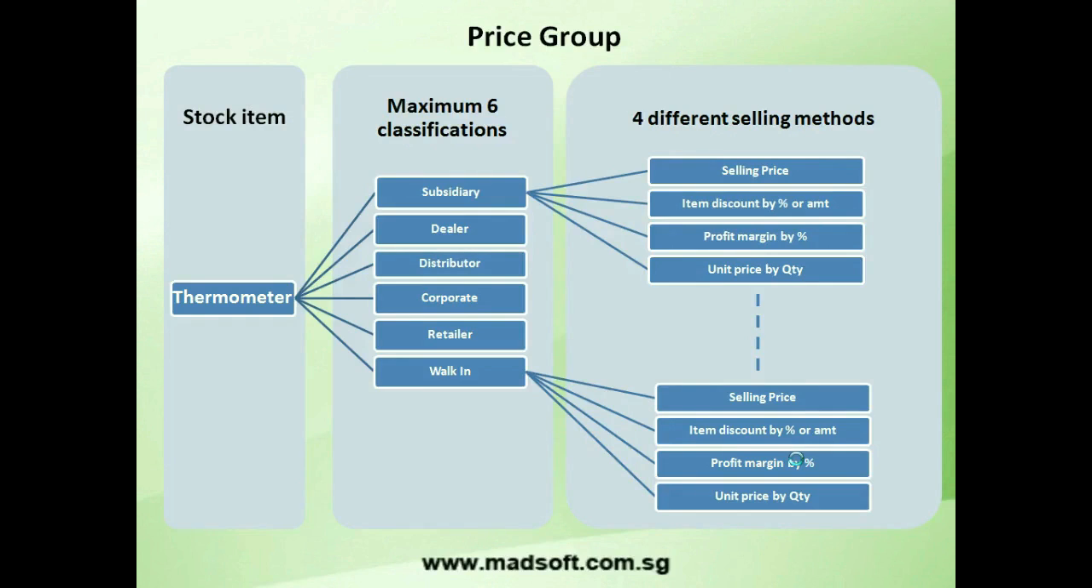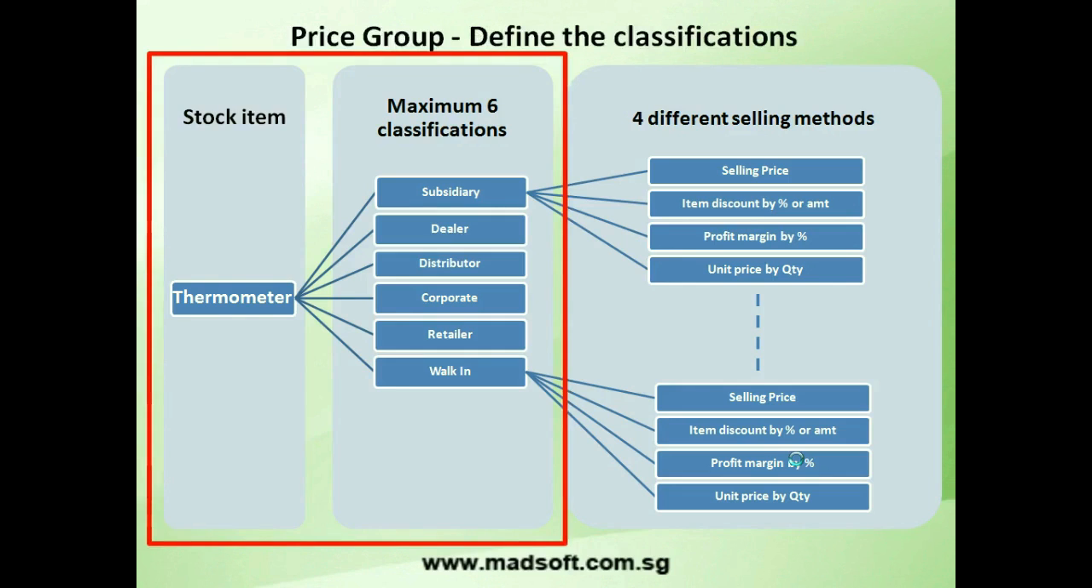Now let's take a look at the price group feature. The MadSoft price group feature allows us to define 4 different selling methods for a maximum of 6 different classifications of customers. The 4 different selling methods are: method number 1, setting different selling price for different types of customers; method number 2, setting discount in dollar amount or in percentage; method number 3, define profit margin in percentage; and method number 4, set unit price by quantity. First, we need to define the 6 different classifications of customers. Let's watch a video to see how to do the setup.